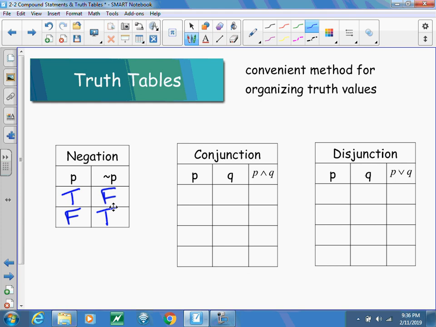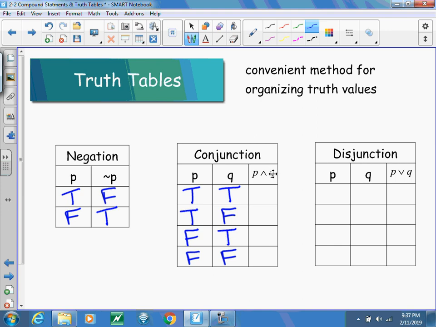Now, when you take a look at a conjunction or a disjunction, you'll see that there are more rows that we can put in here. And with those rows, you just want to list all the different possibilities between the two statements. So we can have statement P be true. We can also have statement Q be true. That's one option. We could have statement P be true, but statement Q be false. We could have statement P be false and statement Q be true. Or lastly, you could have P be false as well as Q be false. So you have 4 different options when working with those two statements.